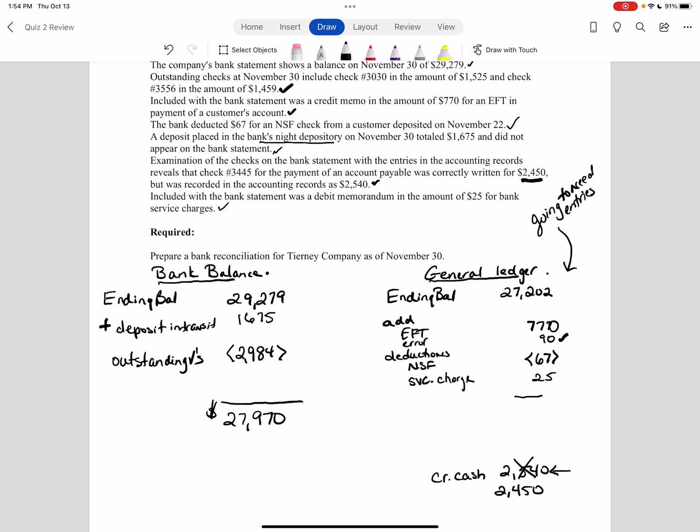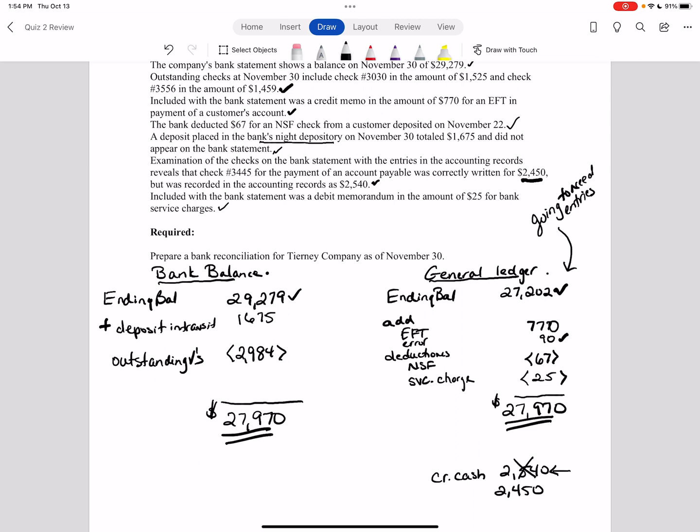All right, I've got some general ledger work to do. I need to make 4 different journal entries. I need to add the deposit I got in from a customer of $770. I need to correct my $90 error. I need to show that my insufficient funds, the customer that wrote me a bad check, that money came back out of my account, and I need to take out the service charge. Once I do all of that bookkeeping, my bank balance will be $27,970. And now I can see, I understand all of the differences between what started as my bank balance and what started as my general ledger balance.